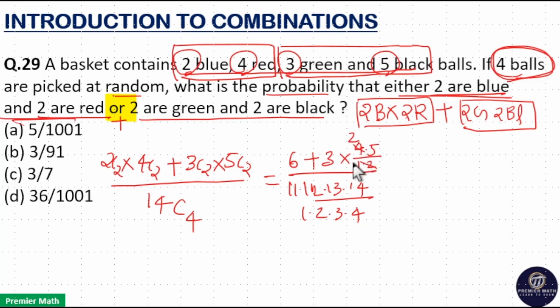2 goes 2 times in 4. This is 30 plus 6, 36, divided by 4 into 3, 12 cancel, 2 goes 7 times in 14. So 11 into 13 into 7, here if you look at it, 1001. So option D is your answer.